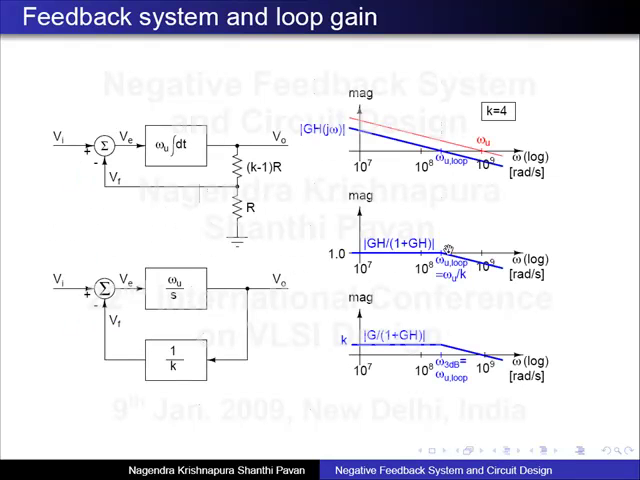No, this omega u loop is the unity loop gain frequency. So that is the bandwidth of the closed loop gain. That is something that just happens. It depends on the value of k. It's just a coincidence. The significant part here is this omega 3 dB.